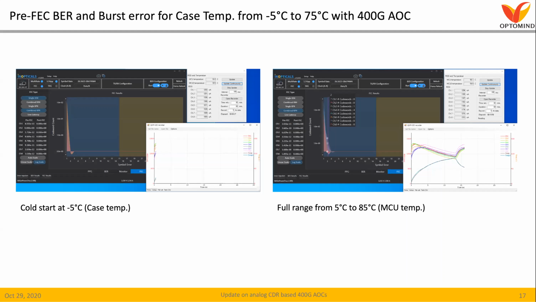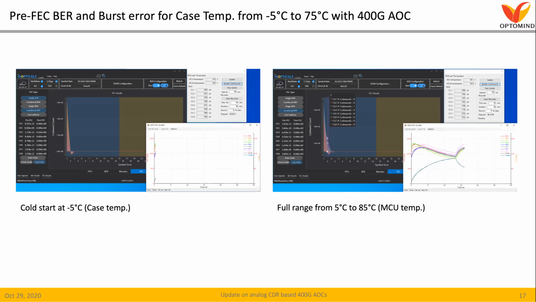We measured pre-FEC BR and burst error for a full range of operating temperature with 400G QSFP-DD AOC. The measurement started at minus 5 degrees C of the case temperature by turning on the power and continued to reach 75 degrees C. We accumulated BR and burst error for a whole period of measurement for about 17 minutes. There was no problem to turn on power at cold start condition at an environment of minus 10 degrees C chamber.